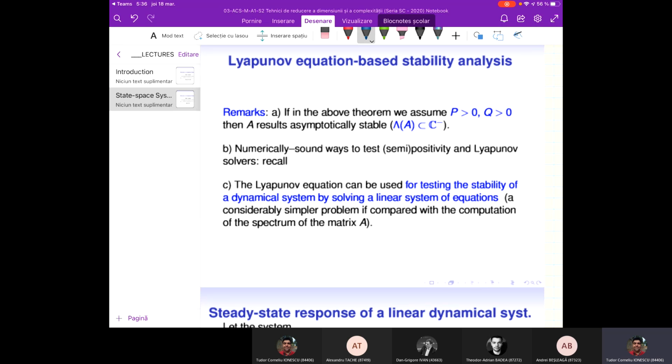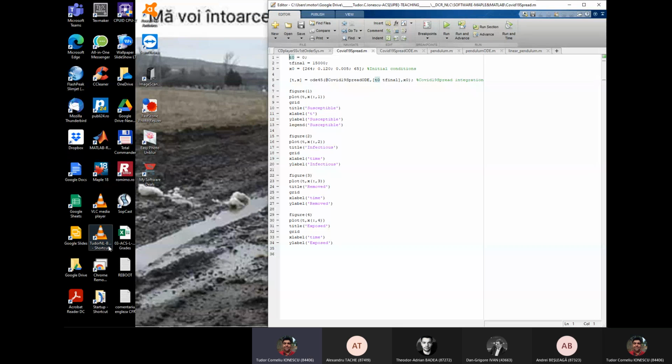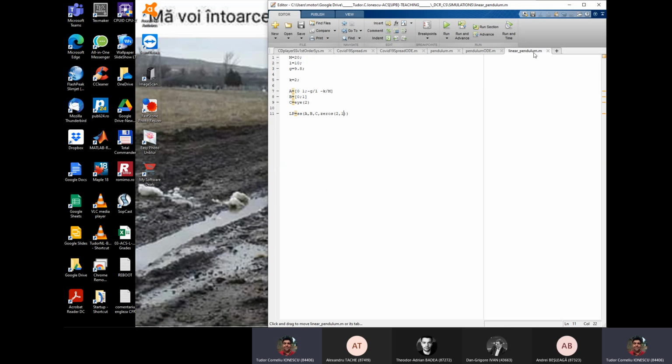Okay, let's go back to the MATLAB. I'm going to share the screen on the other computer, and let's play with it and see what happens. Can you see the other screen, please? Yes.